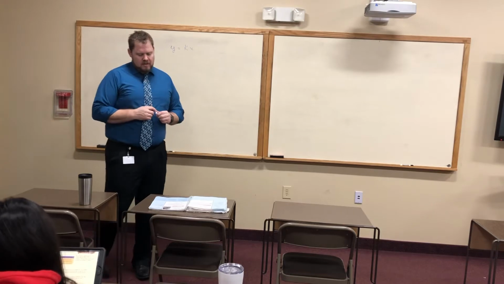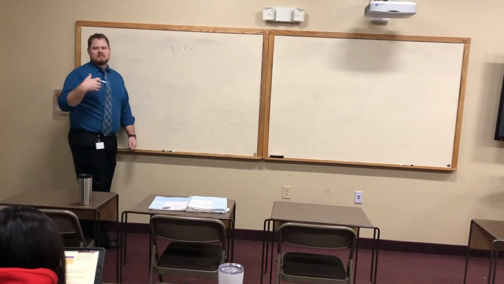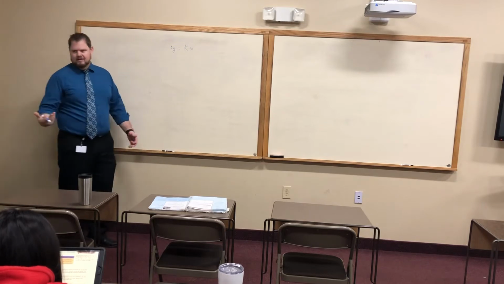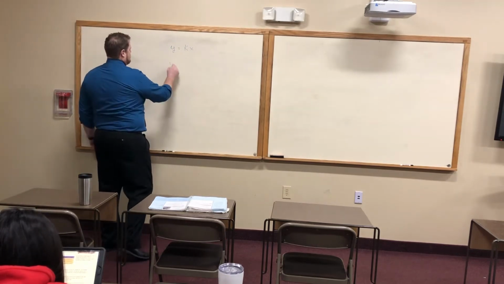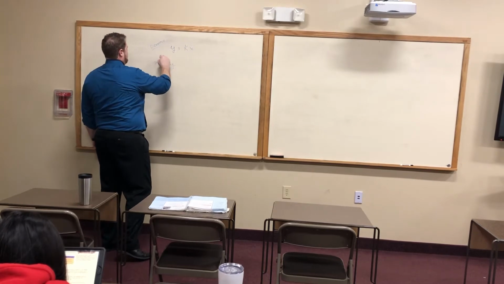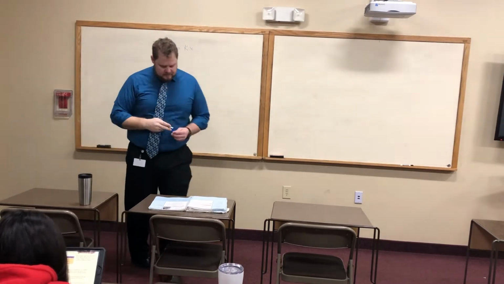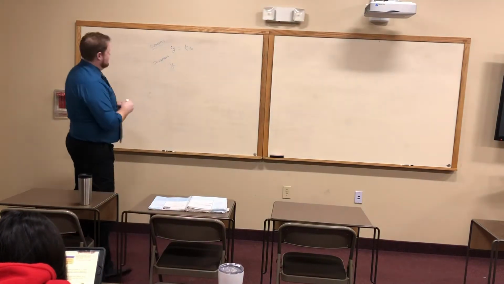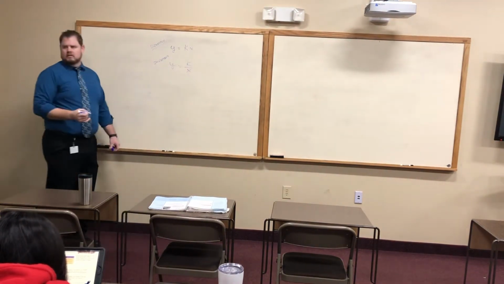Then if you see it varies inversely, if y varies inversely, what would that be? Y equals what? This is directly. What would inversely be? The opposite. So it would be the opposite. What's the opposite? Division. So it's going to be k over x.